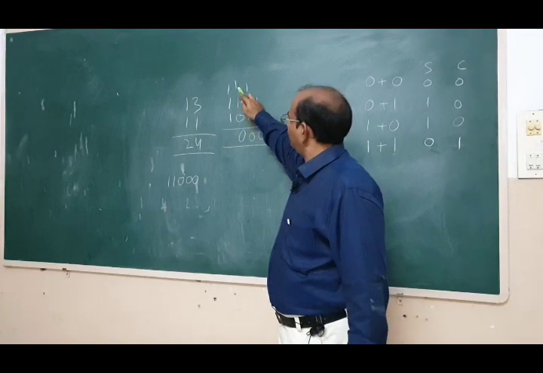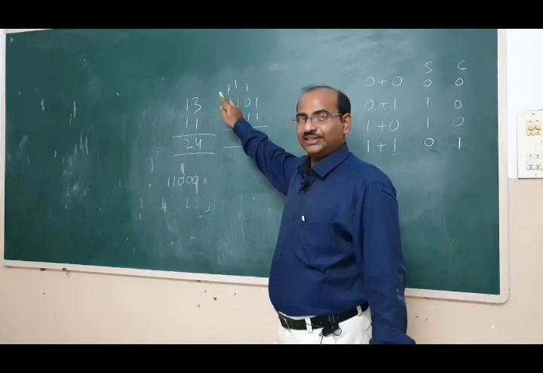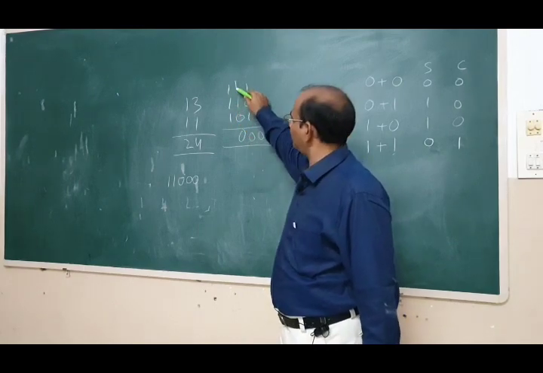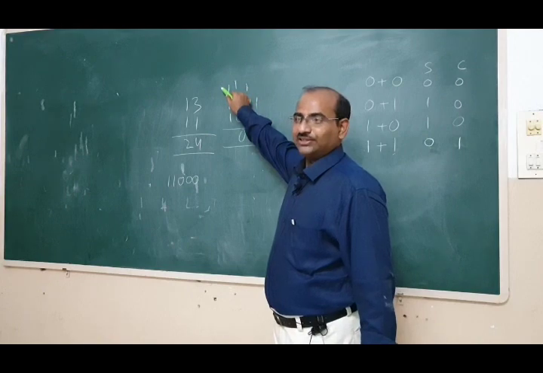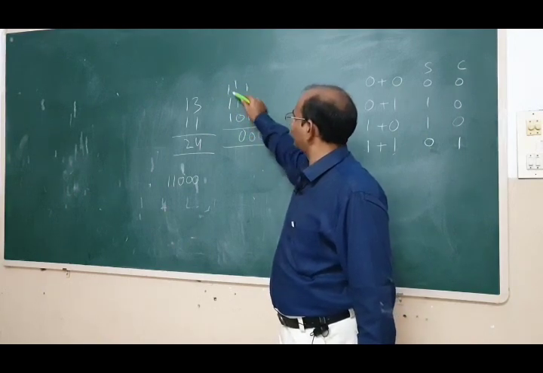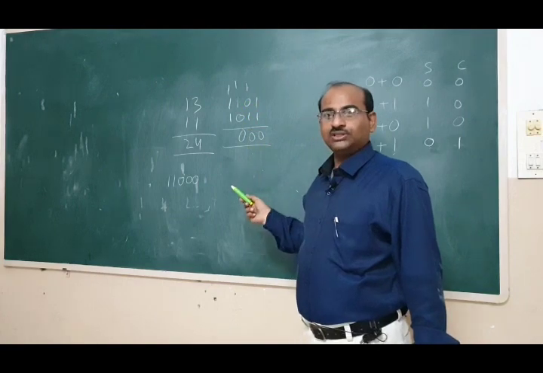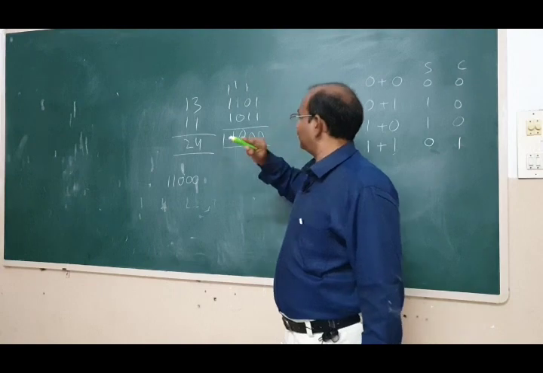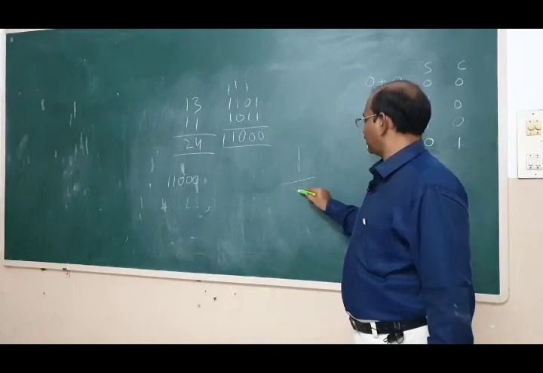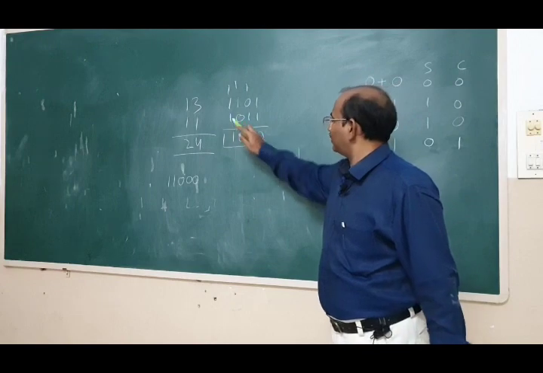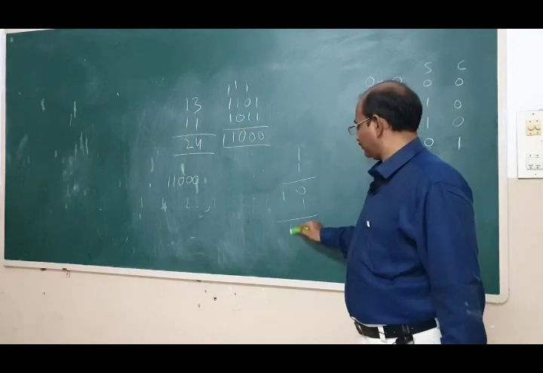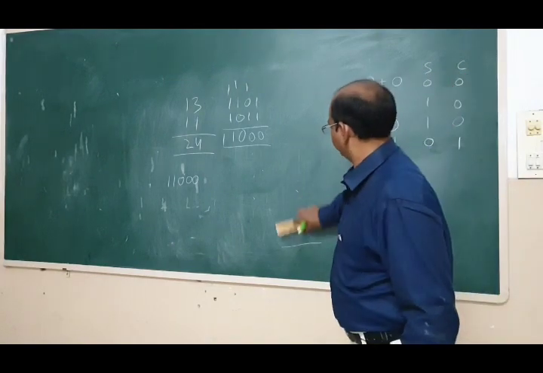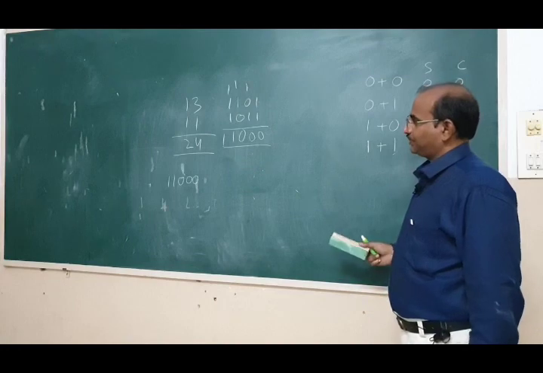For the first 2 bits, even if you get a carry, you write the carry here. The third you should add to only the sum. 1 plus 1 is sum 0, carry 1. Carry you write here, sum 0. 0 plus 0 is 0. 1 plus 1, sum 0, carry 1. Again you should add 1, you will get 1. 1 plus 1, sum 0, carry 1. This one again you should add to this. 0 plus 1, 1. I hope this is enough.